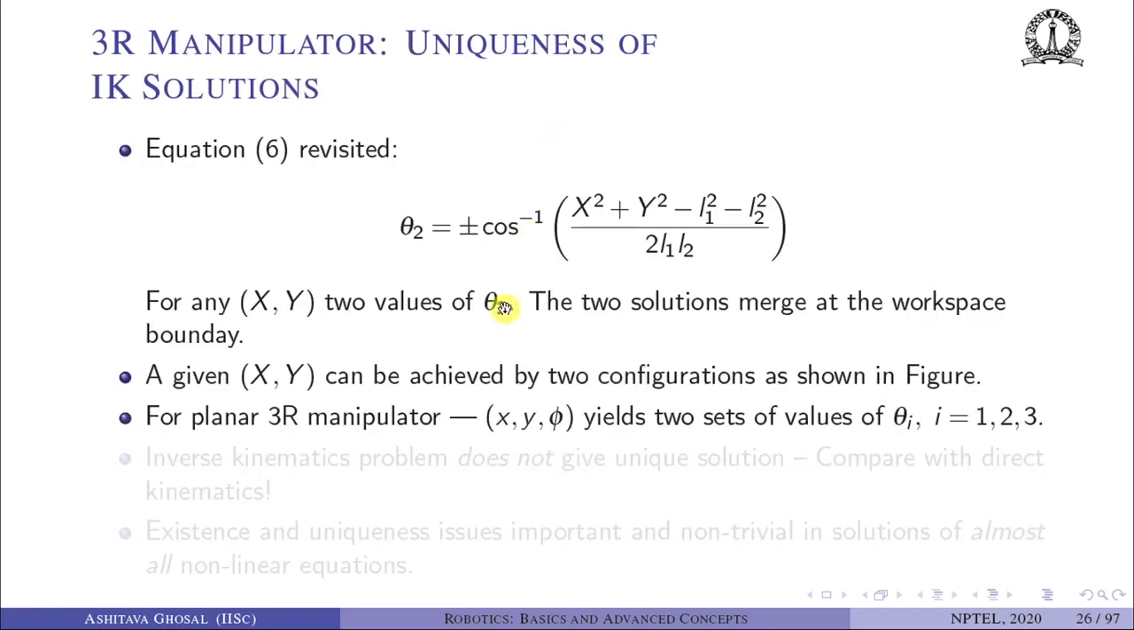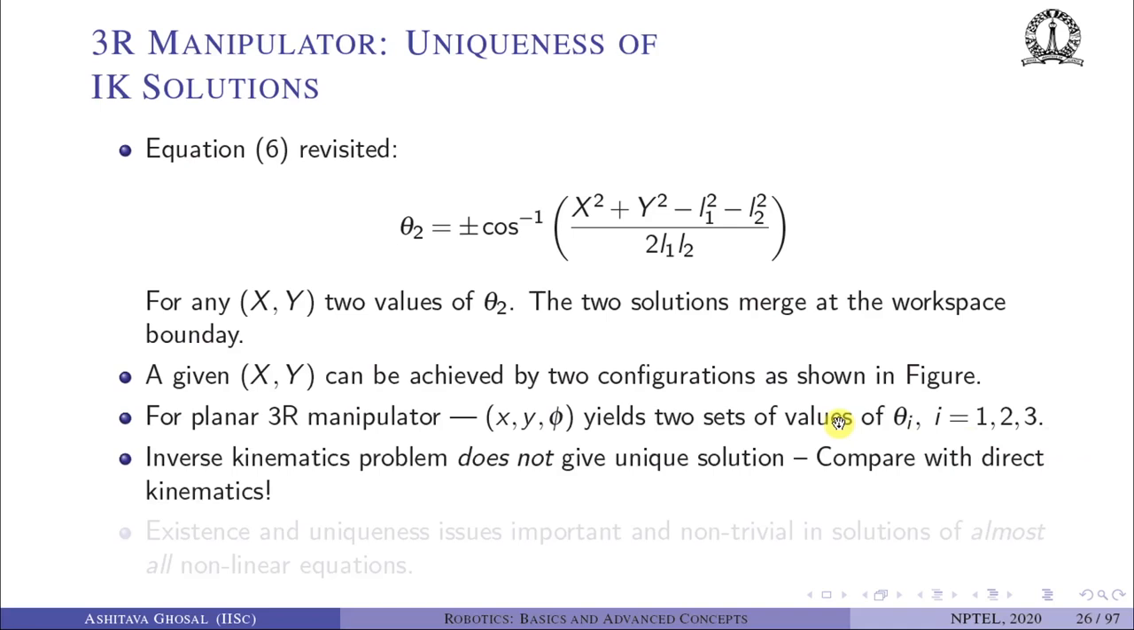Okay. So in general, what we can say is for a planar 3R manipulator, given X, Y and Phi, we can obtain this X, Y and Phi by two sets of values of theta 1, 2 and 3. Okay, so in conclusion, the inverse kinematics problem does not give unique solutions. Okay, remember, in direct kinematics, we always could get a unique solution. Okay, multiplying matrices given thetas, I could find the position and orientation of the end effector uniquely.